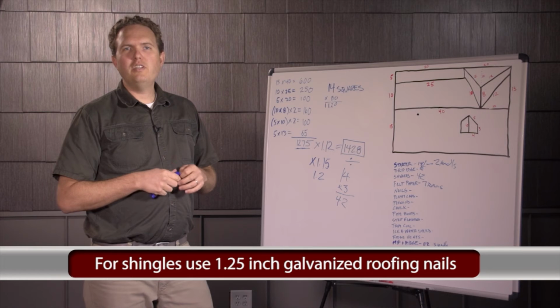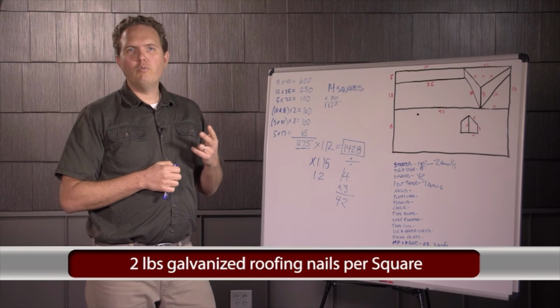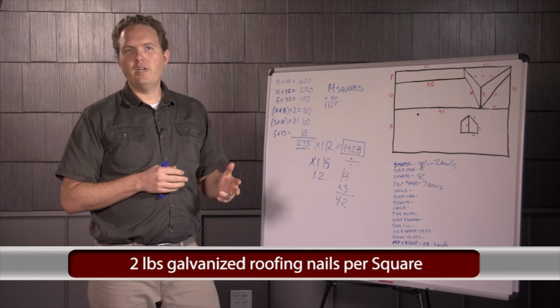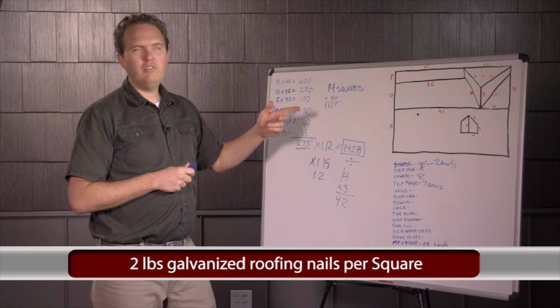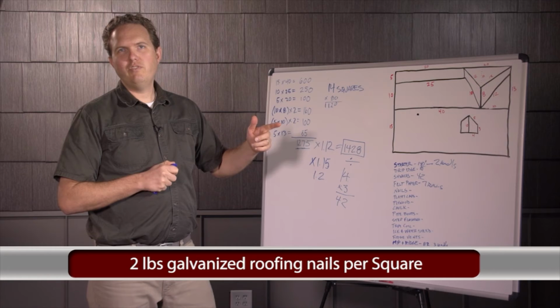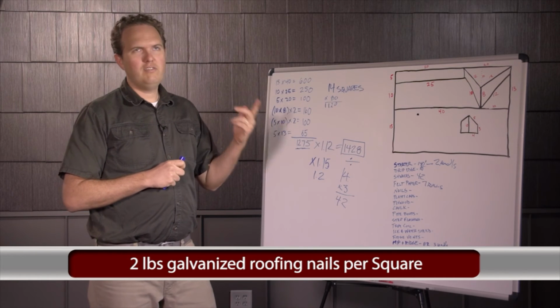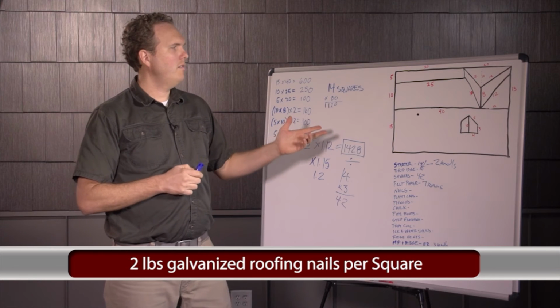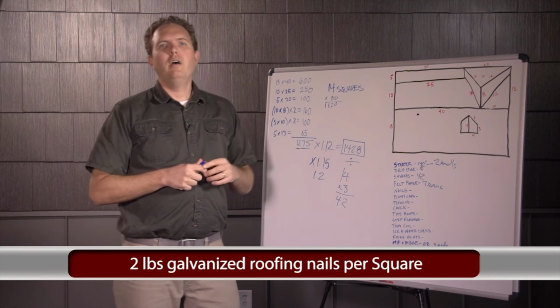So if you're going to hand drive your nails, you're going to want to order 2 pounds of hand drive nails per square. So if we've got 14 squares, 14 times 2 is 28. So we're going to need 28 pounds of nails for use in this job.